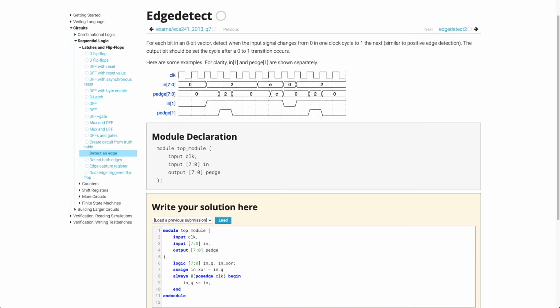Q, meaning my in edge is just basically going to be if this cycle is currently a 1. Maybe I can name this prev for better labeling. So 0 in previous cycle, 1 in this cycle, then an edge is detected.